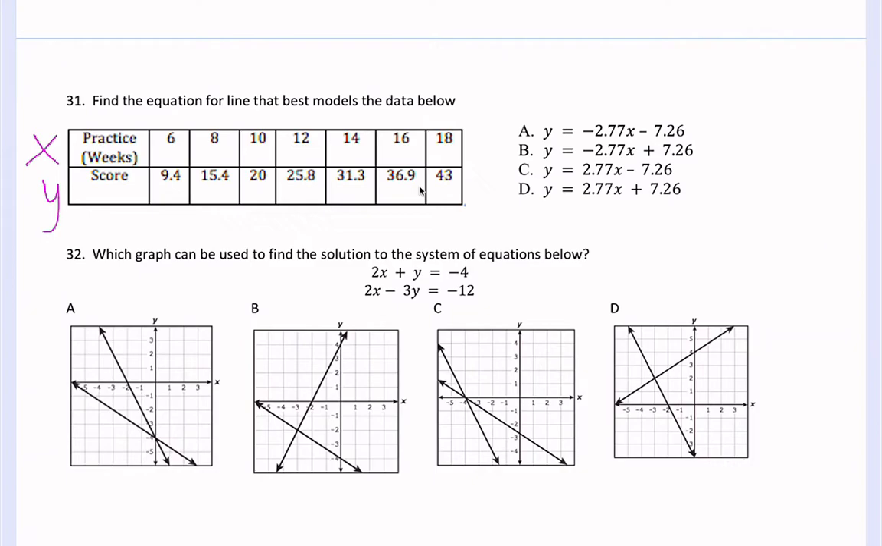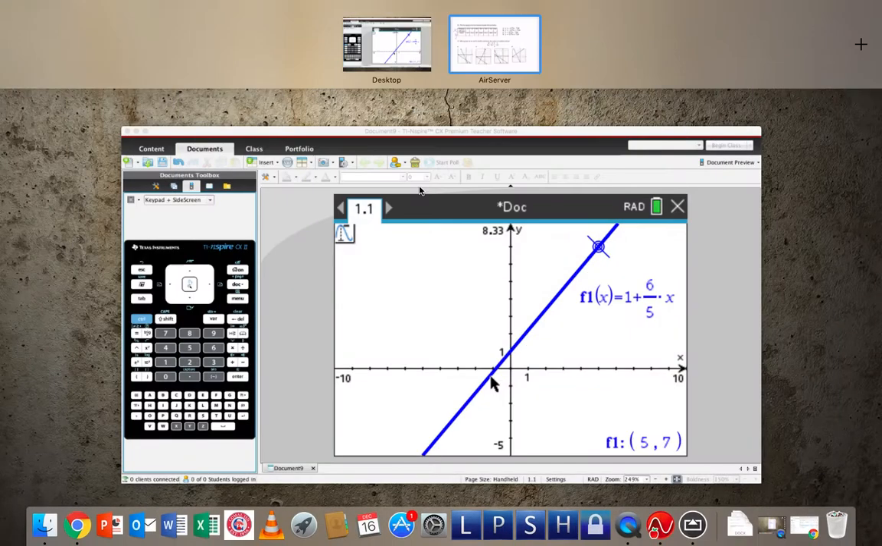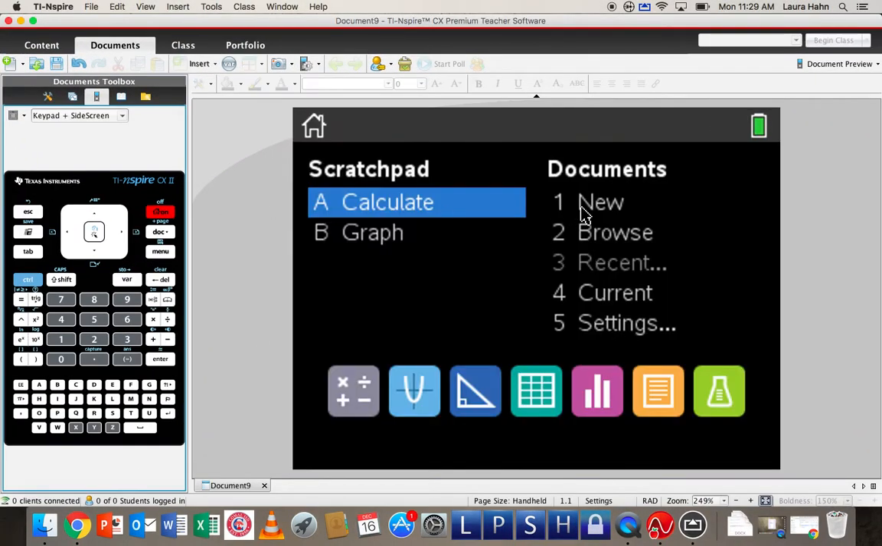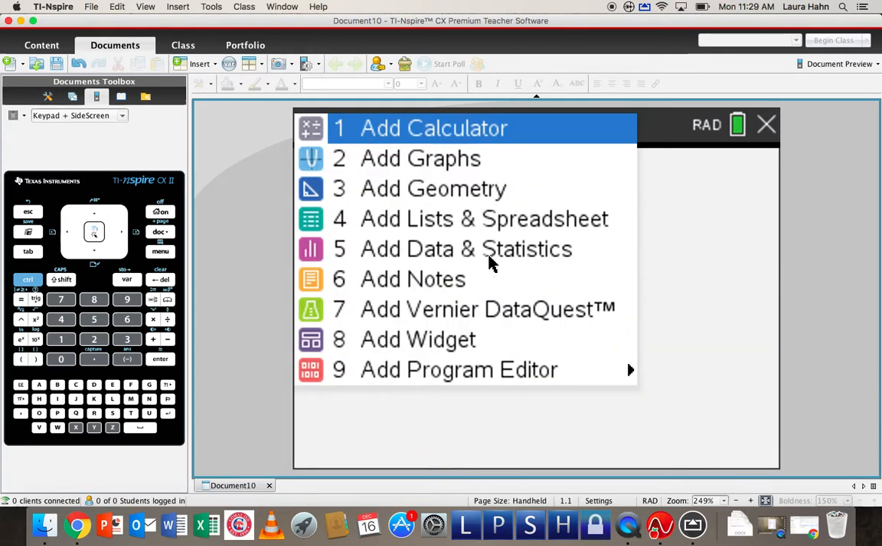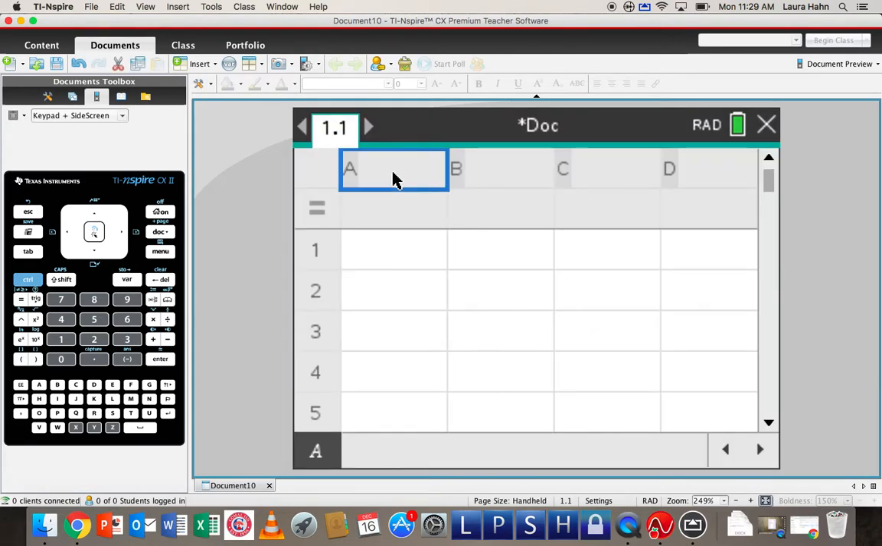So I'm going to go ahead and use my calculator to input my x and y. So I'm going to add a new document, never save, and go to lists and spreadsheets. Do not forget to put your x in the A box, your y in the B box. Okay, so enter your values. Please make sure you're typing carefully.